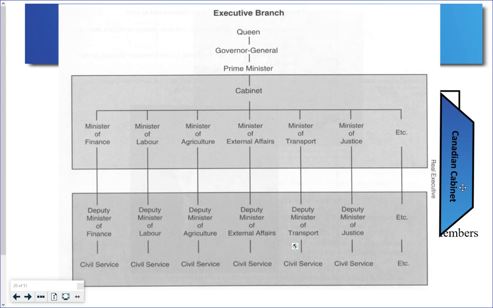So here are just some examples of cabinet positions. There's usually about 30 of these positions chosen by the prime minister. You have the minister of finance, labor, agriculture, etc. Under each of these cabinet positions, you have the infrastructure, the civil service. Okay, these people are not elected; they're usually appointed and stay in that position indefinitely, depending on what the Minister of Finance or Labor, etc., wants.